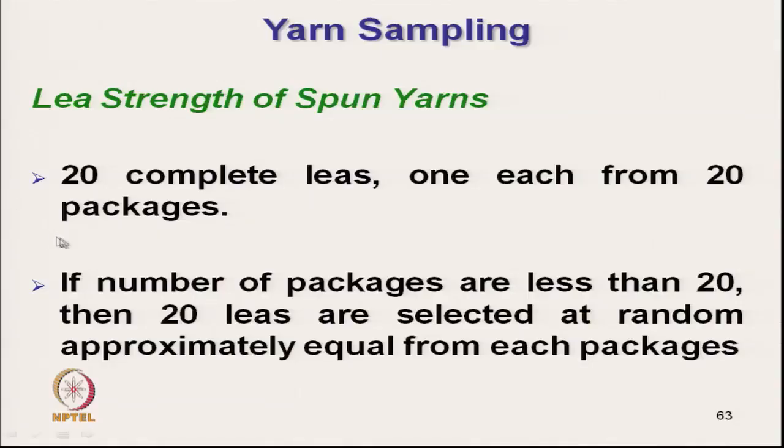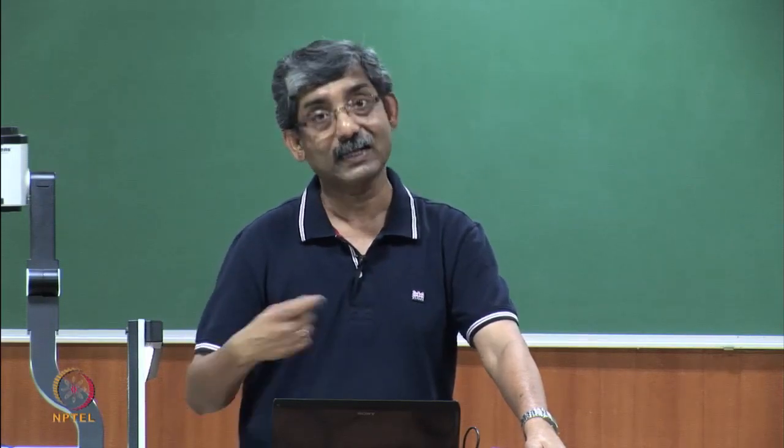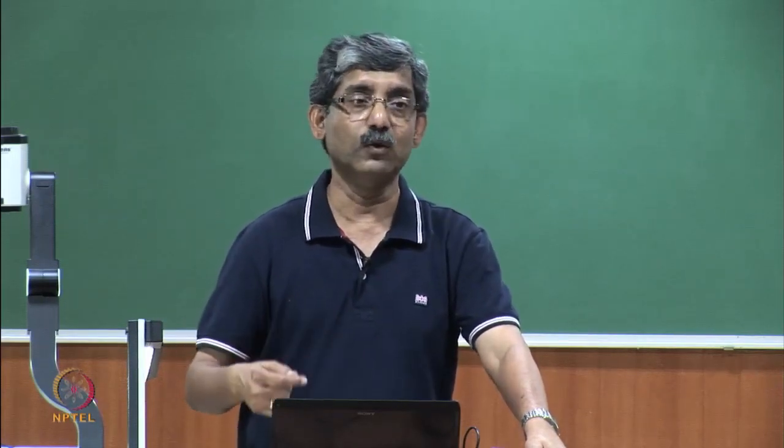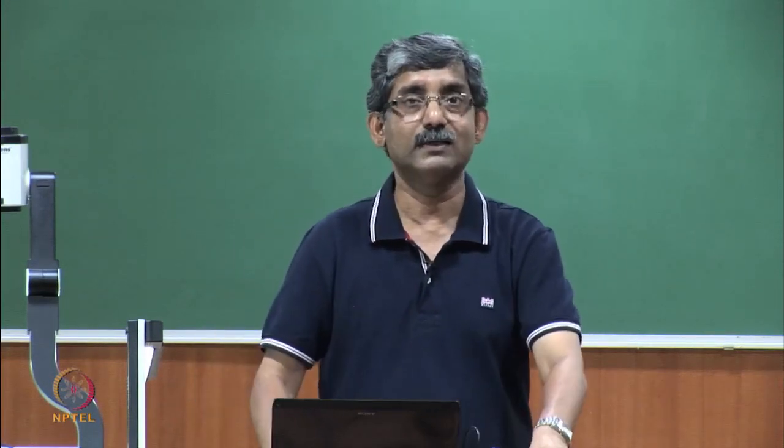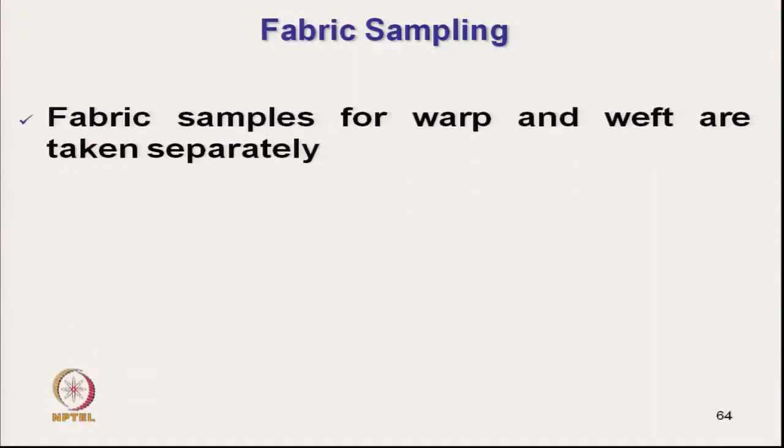If the number of packages is less than 20, then 20 leas are selected at random, approximately equal from each package. Suppose we have say 10 packages. In that case we can take 2 leas per package, so ultimately we have 20 leas. Now, coming to the last segment, how to sample fabric.